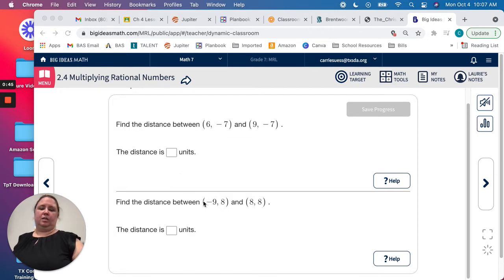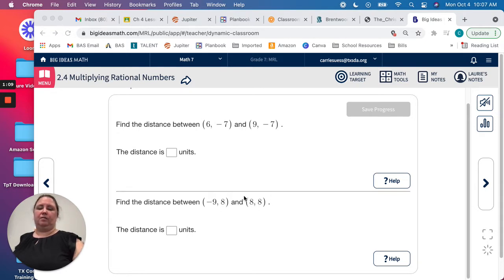Now look at this one. What is the same on this one? X or y's? The y's are the same. They're both 8s. 8th grade, I will make you not talk if you can't handle it. The y values are the same, so we're finding the distance between the x values.